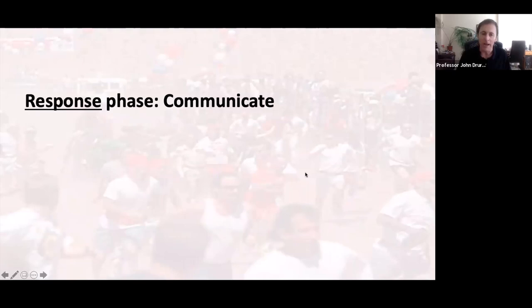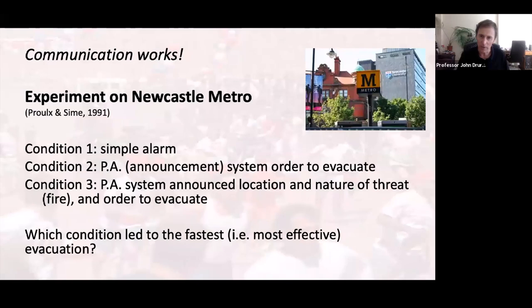And again, I'm going to say the same thing. Communication is always important. Let me give you an example of why it helps. This is a very nice experiment carried out by Gillian Proulx and Jonathan Syme many years ago on the Newcastle Metro, which is an underground light railway. It's an experiment in which there's an emergency evacuation, and there are three conditions. In the first condition, just an alarm bell goes off, which is the usual thing.